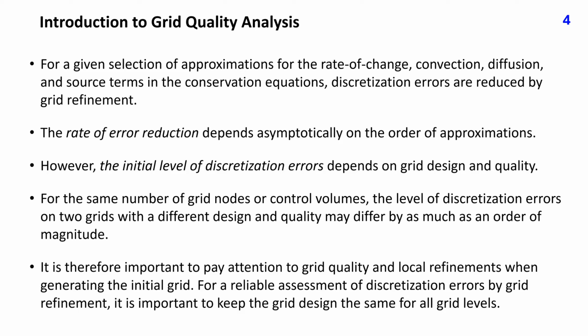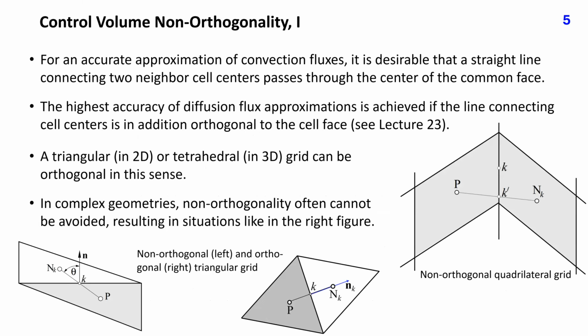For a reliable assessment of discretization errors by grid refinement, it is important to keep the grid design the same for all grid levels. For an accurate approximation of convection fluxes, it is desirable that a straight line connecting two neighbor cell centers passes through the center of the cell face. The highest accuracy of diffusion flux approximations is achieved if the line connecting cell centers, in addition, is orthogonal to the cell face. See lecture 23 for a description of some approximations.